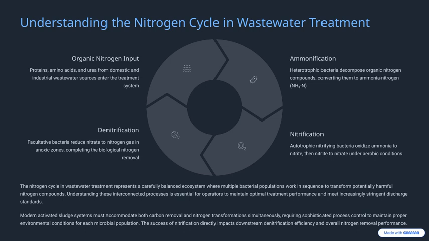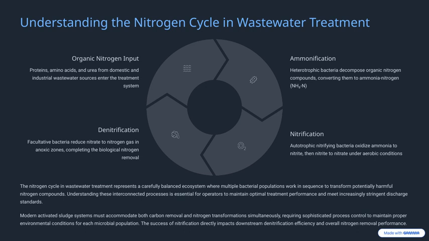Then we move into nitrification. Here, autotrophic nitrifying bacteria step in. They oxidize the ammonia into nitrite and then further convert nitrite into nitrate, all under aerobic or oxygen-rich conditions. This transformation is vital because it prepares nitrogen for removal in the later stages.